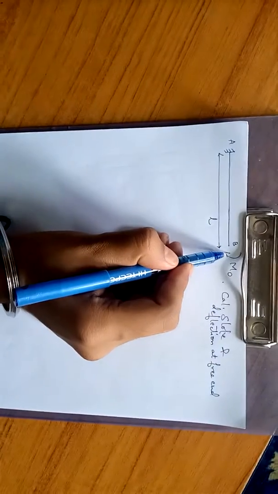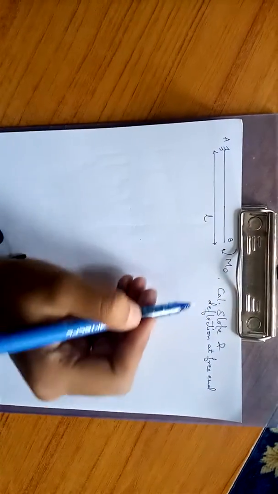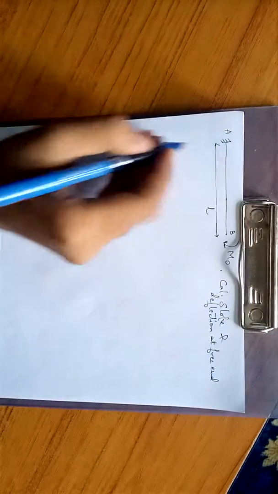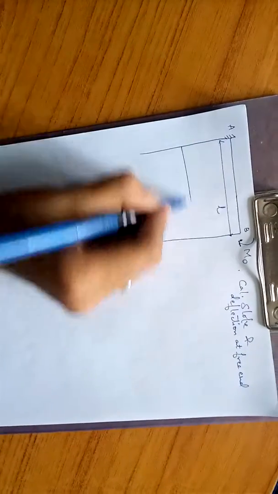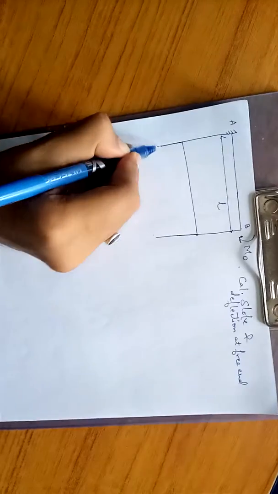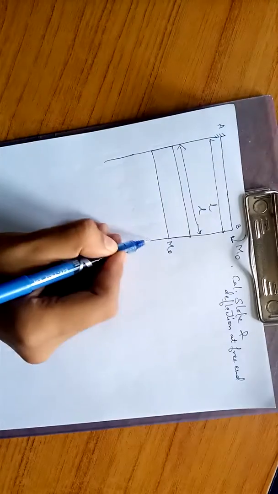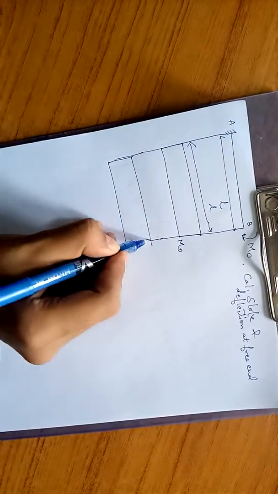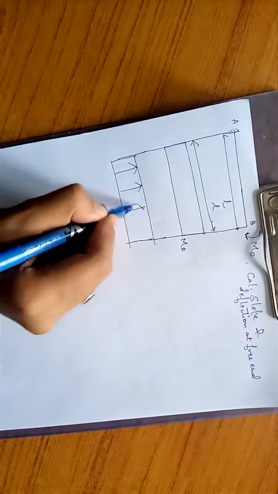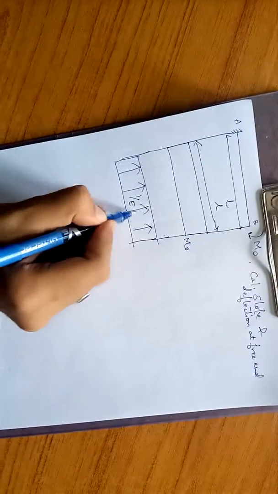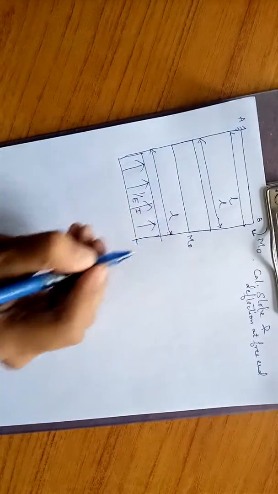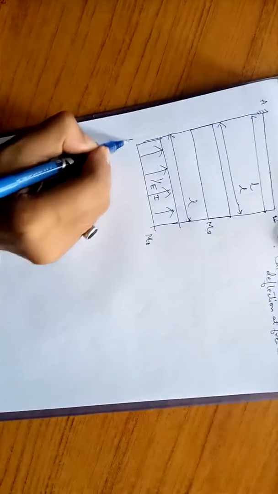Now we will move on to our next case: if there is a couple M naught at the free end, then we have to calculate slope and deflection at the free end. First of all we will make the M diagram, which is equal to M naught, and this length is L. Now we will make the conjugate beam diagram, or M by EI diagram, with thickness 1 by EI, length L, and ordinate M naught.